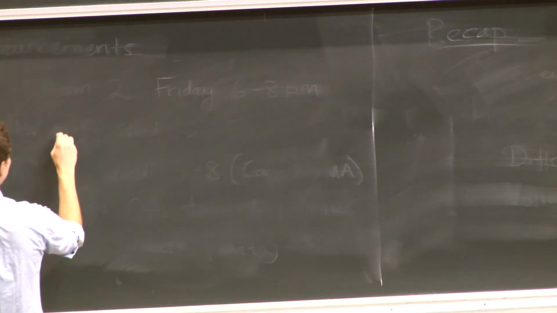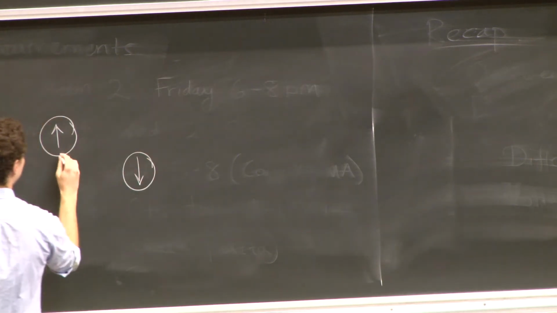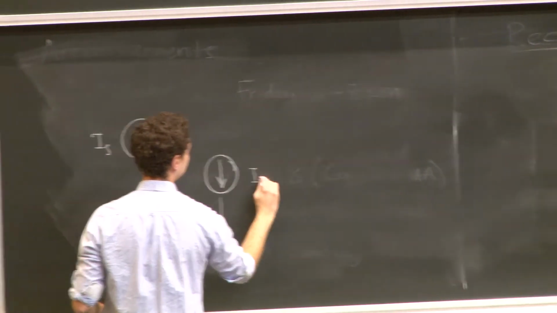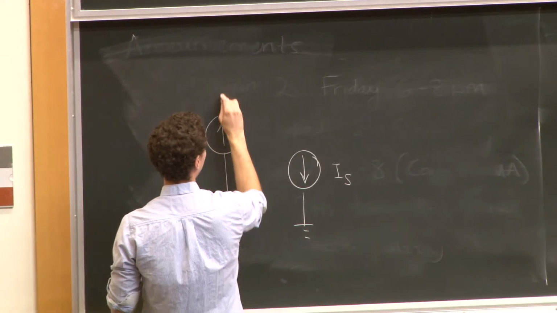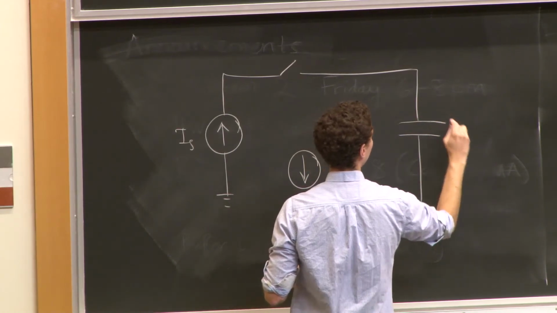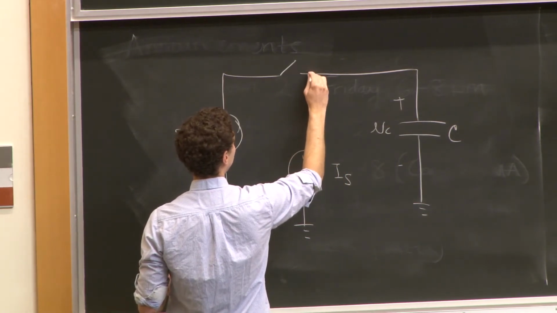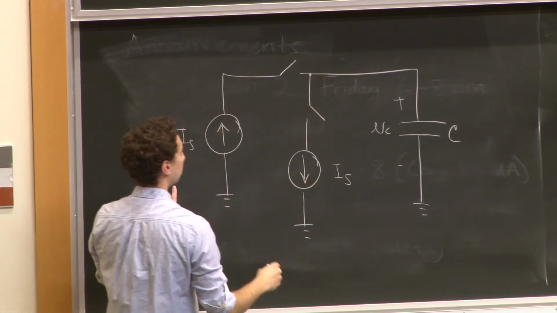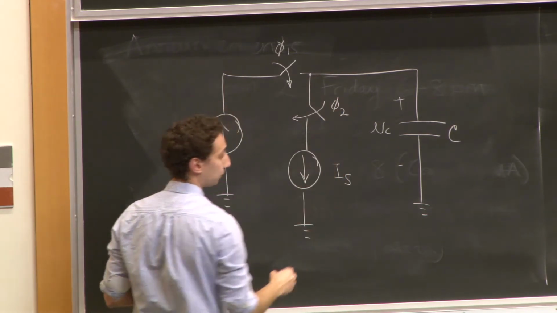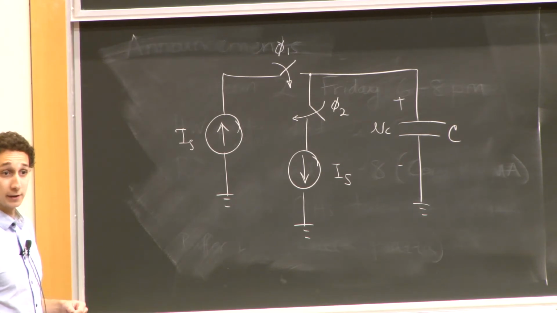So we have two current sources, one that charges our capacitor and one that discharges our capacitor. Here's one pointing the other direction. We have our capacitor C, voltage on the capacitor Vc, and we have some switches. This one's on in phase 1. This one is on in phase 2. And that'll give us this triangular waveform, this repetitive, periodic, triangular waveform.